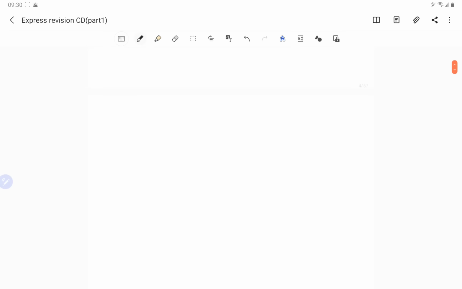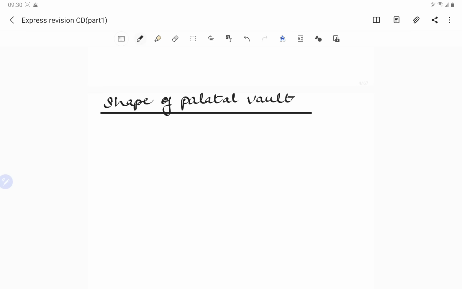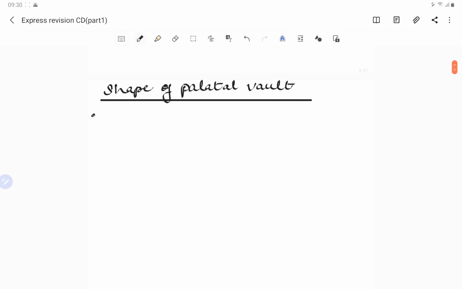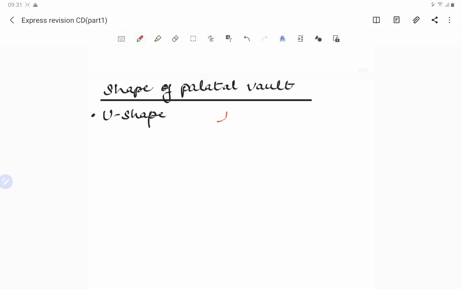Next, coming to the shape of the palatal vault. How the palatal vault is shaped is very important to know, because the shape actually determines various factors in the retention of the denture. Suppose the patient has a U-shaped palatal vault. U-shaped palatal vault means the patient will have this kind of palate. This is the most favorable palatal vault for the patient.